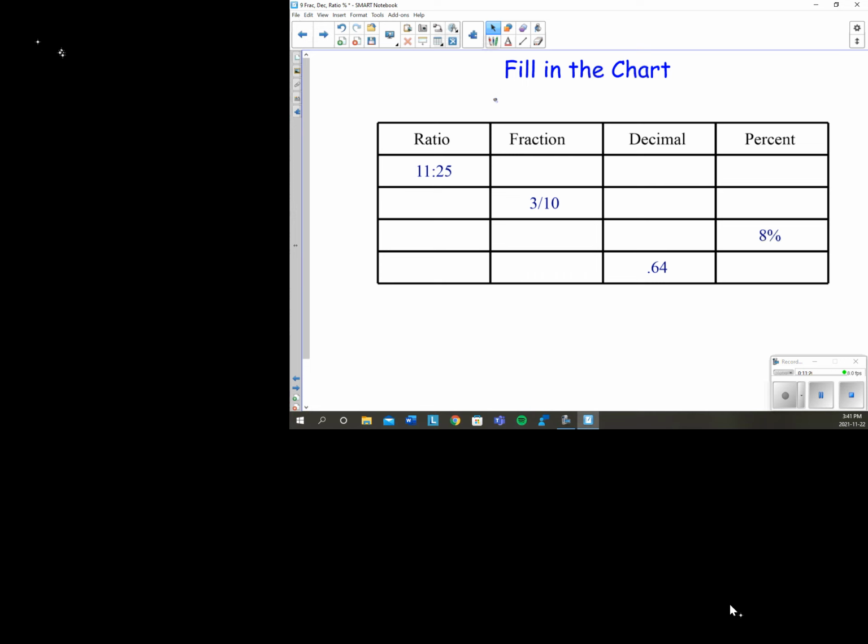All right, there's another chart that you can try on your own if you want to freeze frame it and give it a try, or just go straight to the worksheet and try the worksheet. See if you can go back and forth from ratios, fractions, decimals, and percents. Again, if you have any issues, let me know in our meeting.